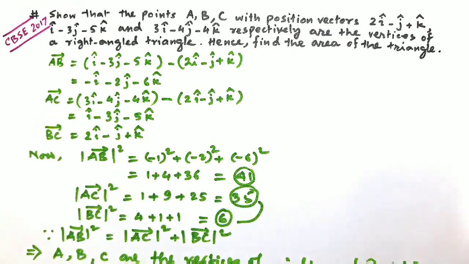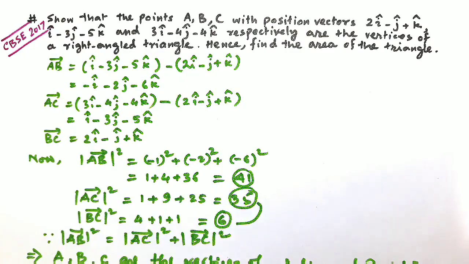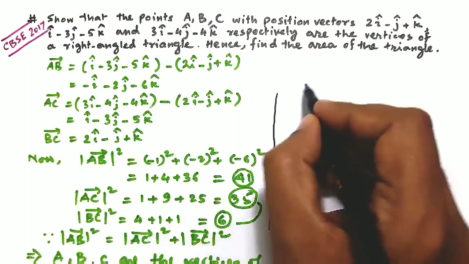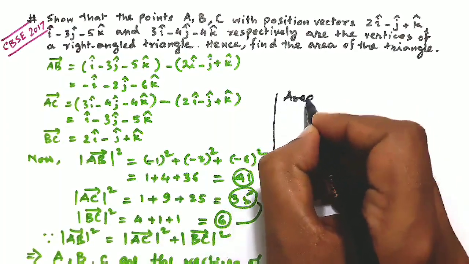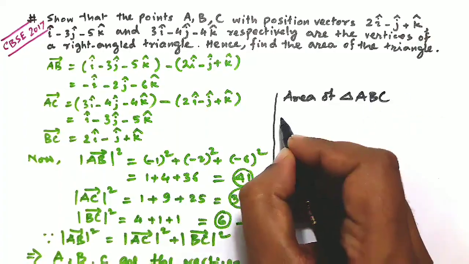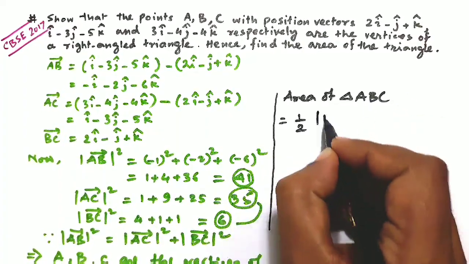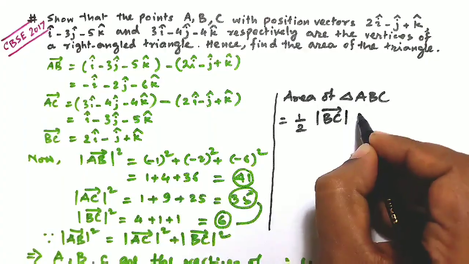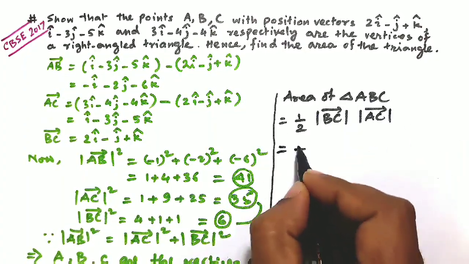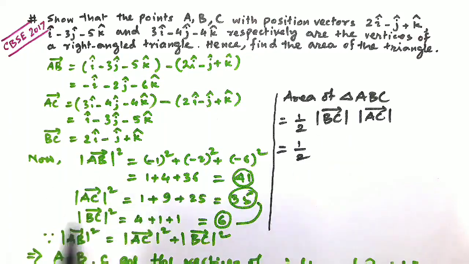So now we have to find out the area of the triangle ABC. How to get the area of the triangle ABC? We know one formula actually. The area of triangle ABC is equal to half into modulus of BC into modulus of AC, isn't it? So this is equal to half. Modulus BC is equal to root over 6, isn't it?